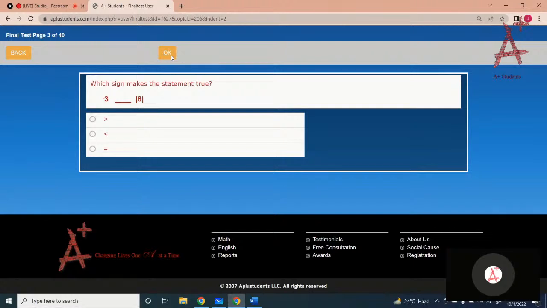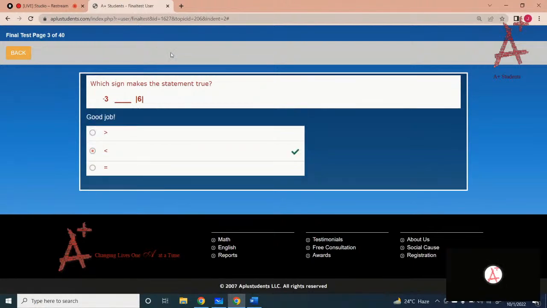Which sign makes the statement true? Negative 3 and absolute value of 6. So the absolute value of 6 is 6. So negative 3 is, yes, it is less than 6. Select the correct option and click on the OK button.